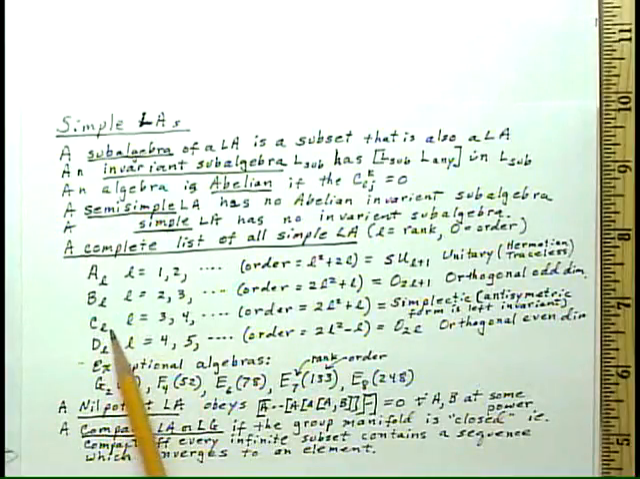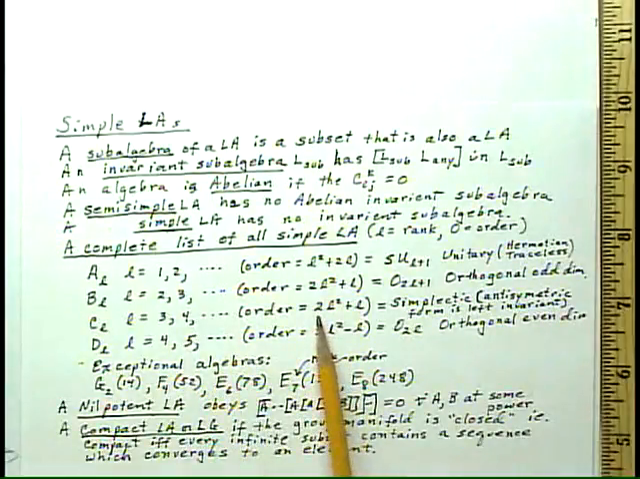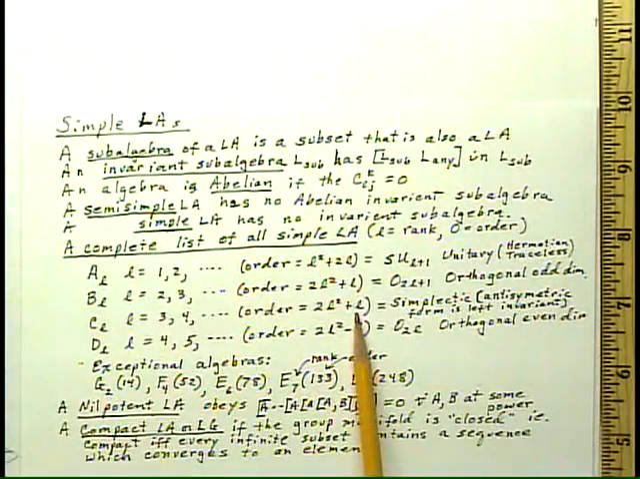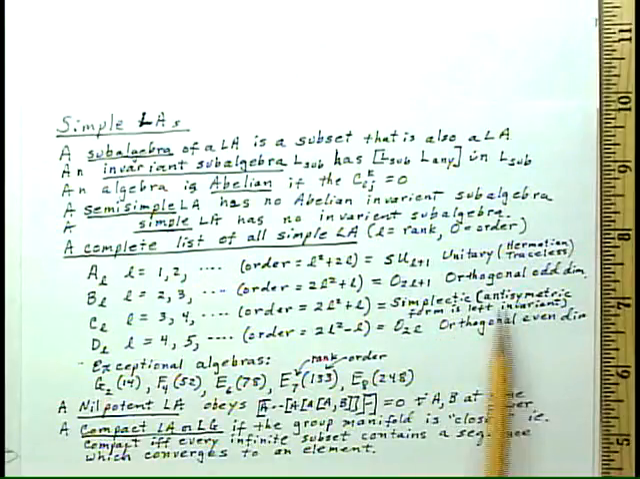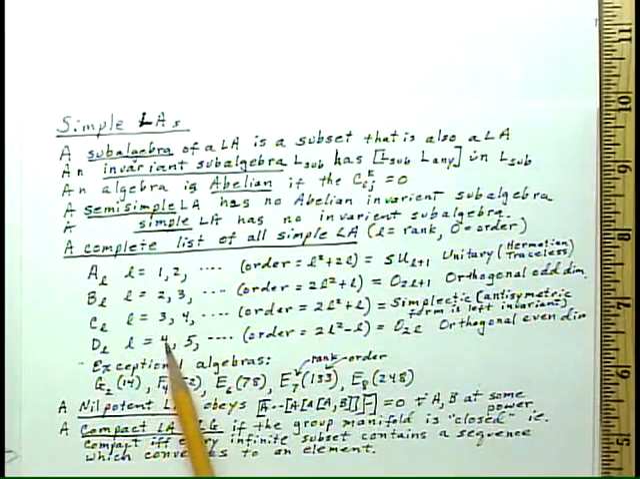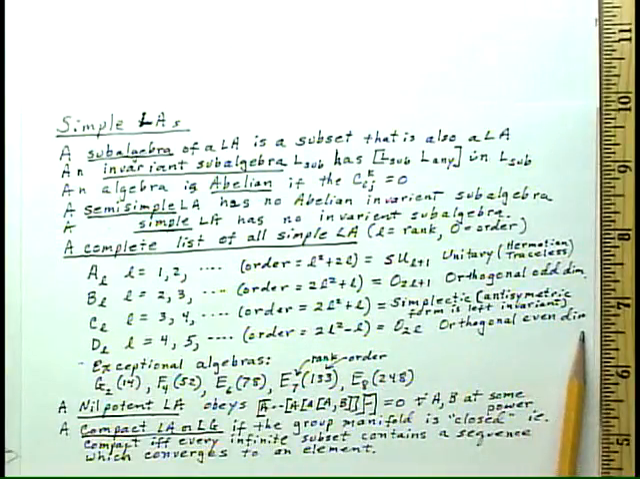The next set are called the C's, where L starts with 3, 4, and goes to infinity. That has order 2L squared plus L. These are the symplectic transformations. They actually preserve an antisymmetric form, which is left invariant. Next are the D_L, where L is 4, 5, all the way up to infinity. They have order 2L squared minus L, slightly different from this. And they correspond to the orthogonal group in even dimensions.